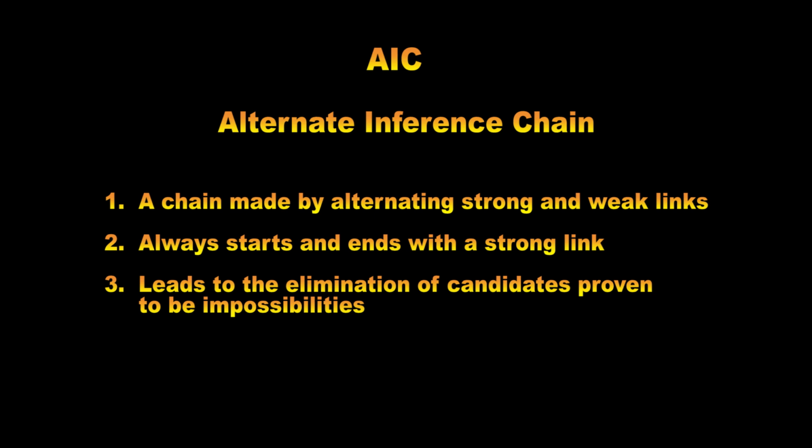Okay, the last thing we'll talk about today will be alternate inference chains, or AICs as they're called. I will describe these more fully in video number 4, and then later on in the course there'll be about 7 videos dedicated to all the different types of these, and I'll go into great detail on them. But for now, just know that an AIC is a series of connected links alternating between strong and weak that form a chain from which inferences can be made and conclusions can be drawn about the remaining candidates in a puzzle. Okay, that's all the terms for today.